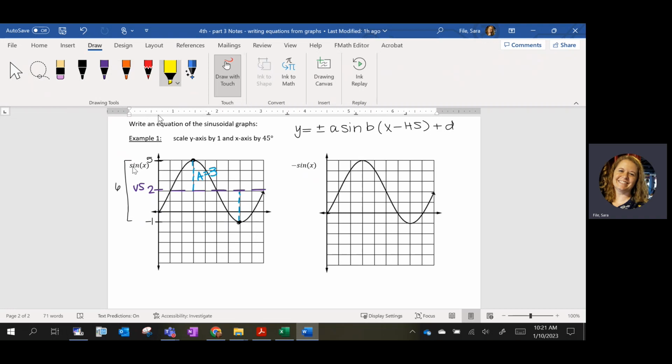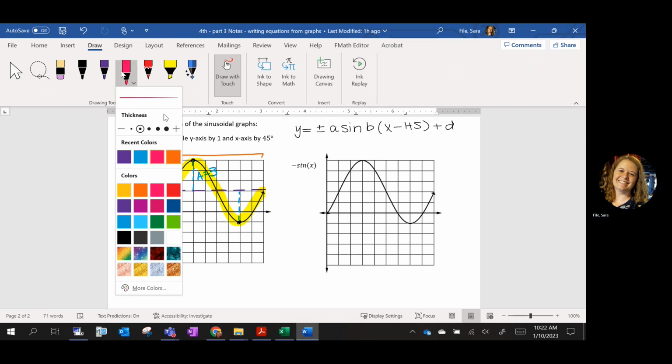I'm going to go ahead and highlight a positive sine cycle. We said it starts at the midline, going up. And then it ends at the midline again there, where it would continue to go up. And that would be another cycle. So there is a positive sine cycle. So I can use that to measure my period.